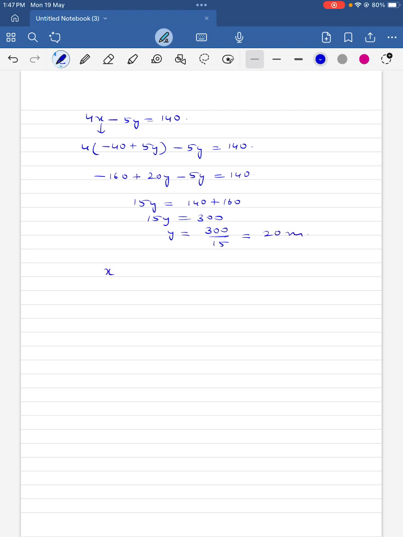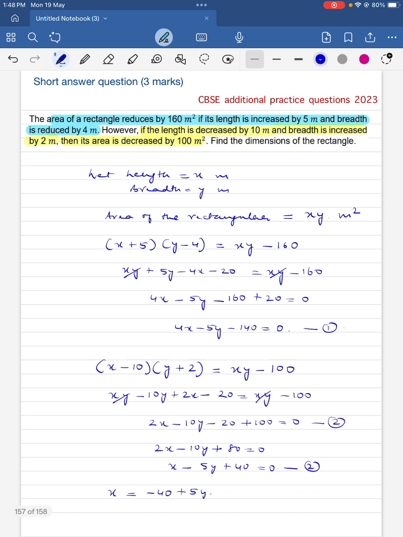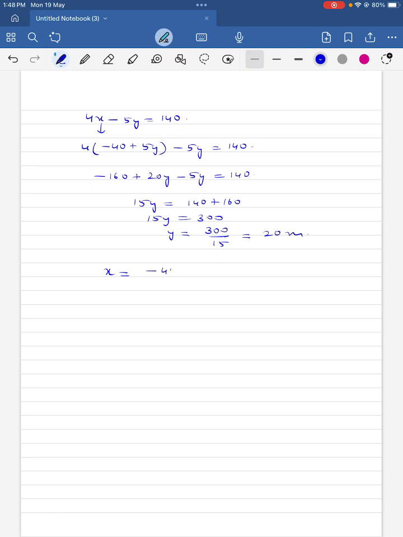Now I can find the value of x by substituting it back in this equation where x is equal to minus 40 plus 5y, which is minus 40 plus 5 times 20, minus 40 plus 100, which gives me 100 minus 40, which is 60 meters. Okay, so therefore the length is equal to 60 meters and the breadth is equal to 20 meters.